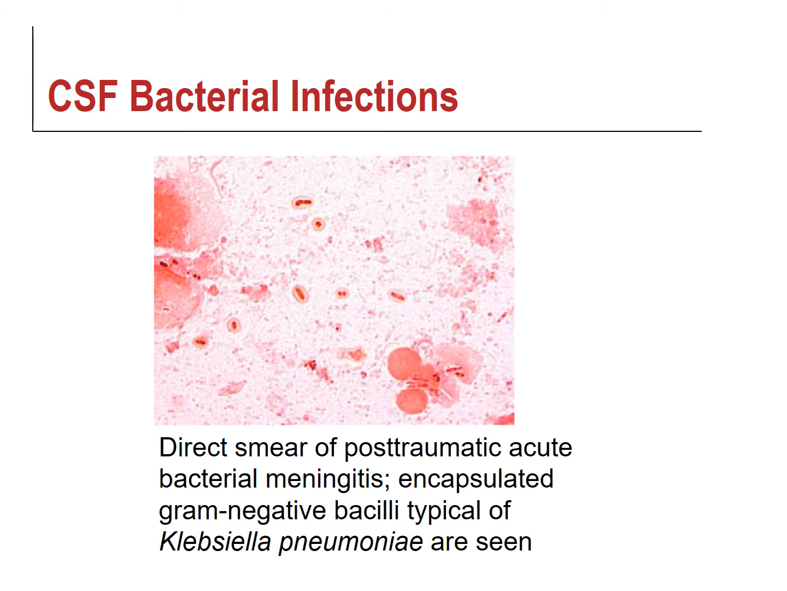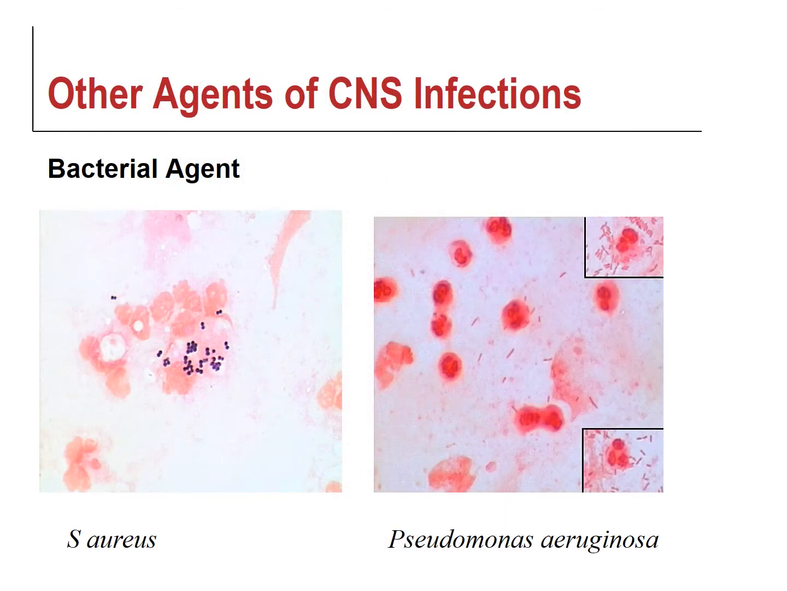As I mentioned previously, other bacterial agents may include gram-negative bacilli, such as those that you may find in post-traumatic sources. So here is a direct smear of a post-traumatic acute bacterial meningitis showing encapsulated gram-negative bacilli typical of Klebsiella pneumoniae. Others may include Staph aureus, as I have mentioned previously, particularly in post-surgical patients that may lead to brain abscess, Pseudomonas aeruginosa, and other enteric organisms in patients with head trauma, particularly in accidental head trauma.